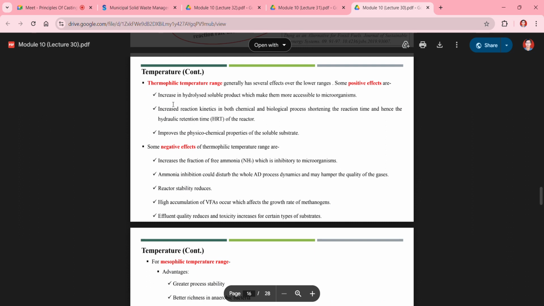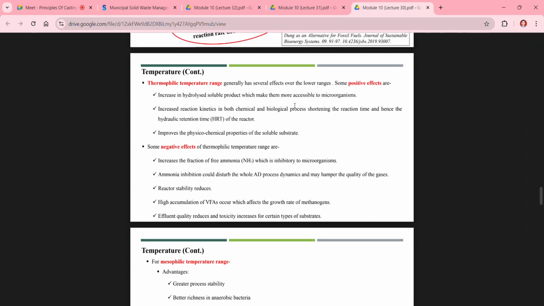Then the thermophilic temperature range generally has several effects over the lower ranges. Some positive effects are an increase in hydrolyzed soluble products, which makes them more accessible to microorganisms. So during the thermophilic process, the proteins and other contents of the biomass get converted into peptides and glucose material, which are basically water soluble, and these are more feasible for the microorganisms for the further decomposition process.